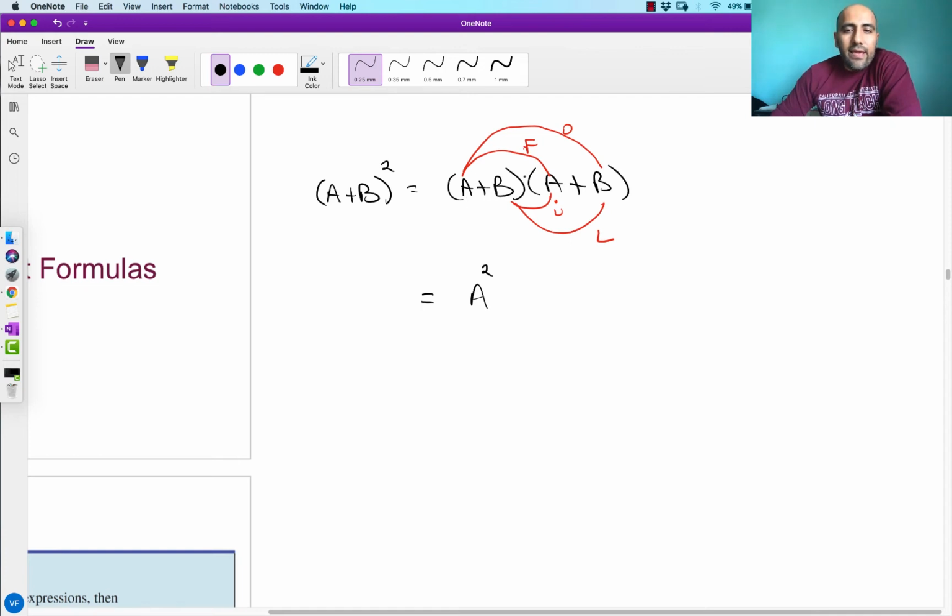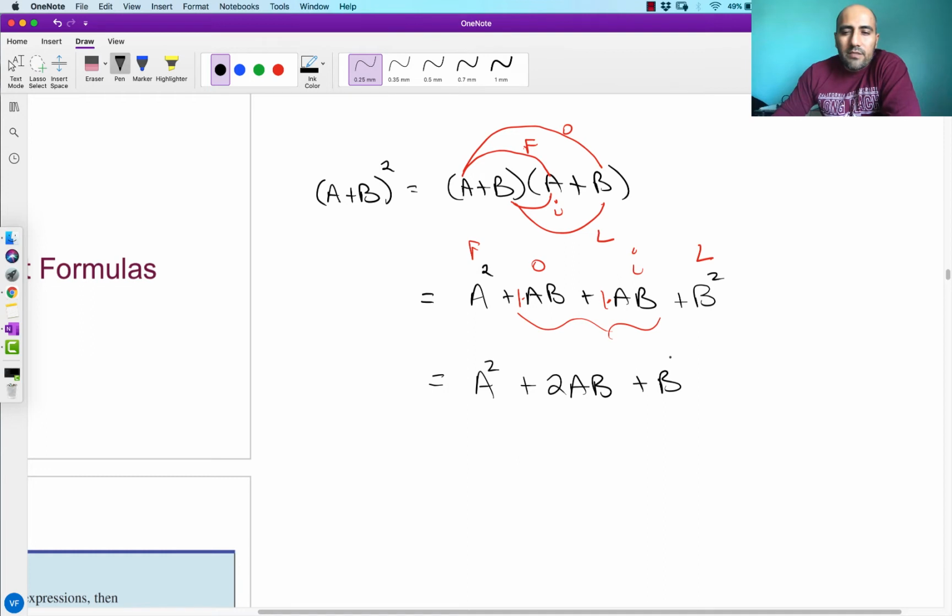At any rate, so we have a times a is a squared. A times b gives me another ab. And then we have another ab. And remember, the order doesn't matter when we're multiplying, so I can just write it as another ab. And finally, I have b squared, right? And that's because this is the F, this is the O, this is the I, and this is the L, FOIL. Now, the middle terms are like terms. They both have one copy of A, one copy of B, and there's this sort of invisible one out in front, right? One copy of this, one copy of that. So when we combine them, they give me a squared plus 2 copies of ab plus b squared.